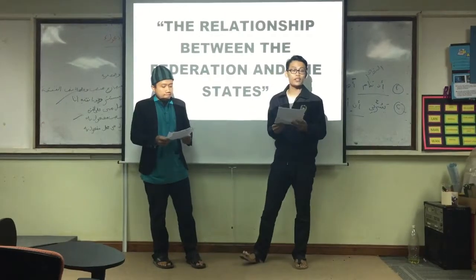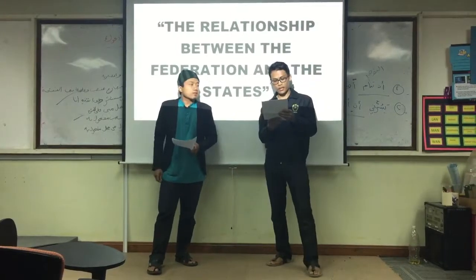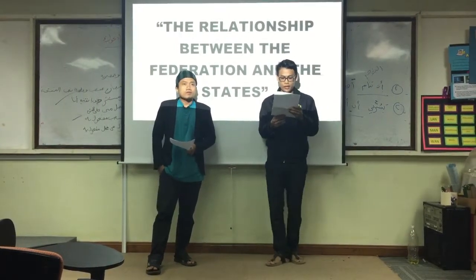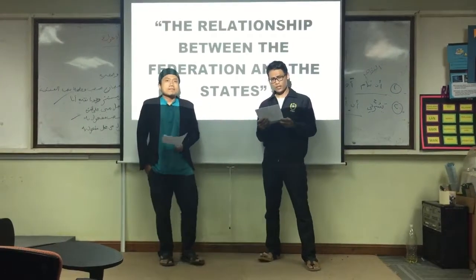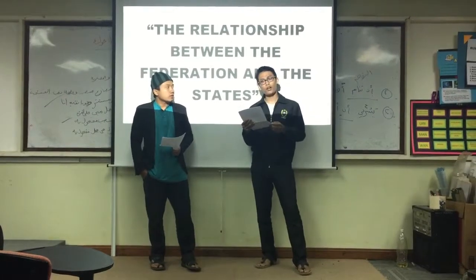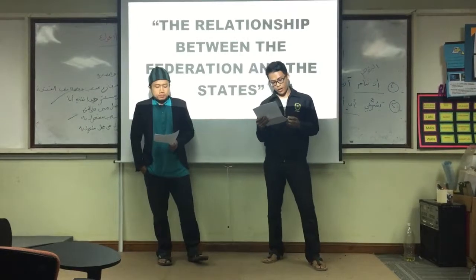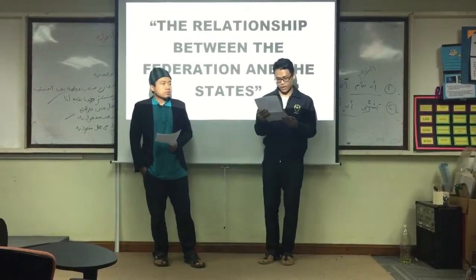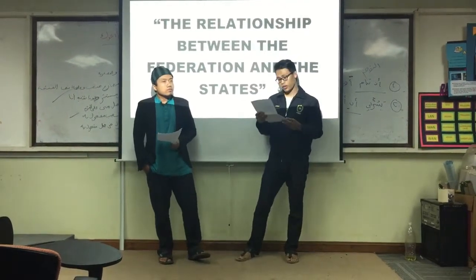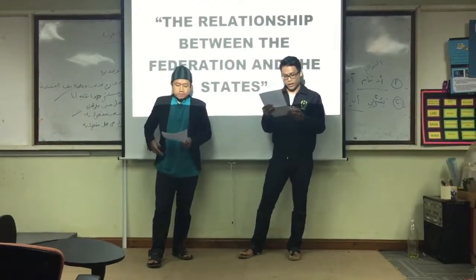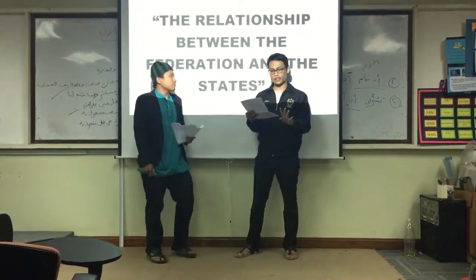On the first point, which is distribution of legislative power. Article 73 of the Federal Constitution provides that the legislative power is conferred as follows: A, Parliament may make laws for the whole or any part of the Federation, and laws having effect outside as well as within the Federation. B, the legislature of a state may make laws for the whole or any part of the state.